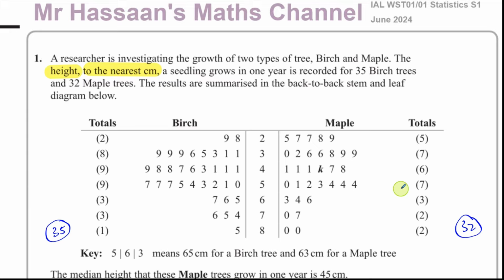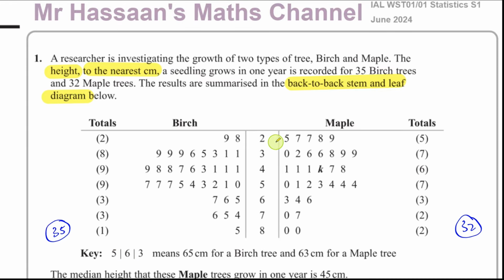The results are summarized in a back-to-back stem and leaf diagram. A back-to-back stem and leaf diagram shows data for two different things. Here we've got data for the maple trees and also for the birch trees, and they are back-to-back, and they gave us the key. Now the key will help us determine what these numbers actually mean.